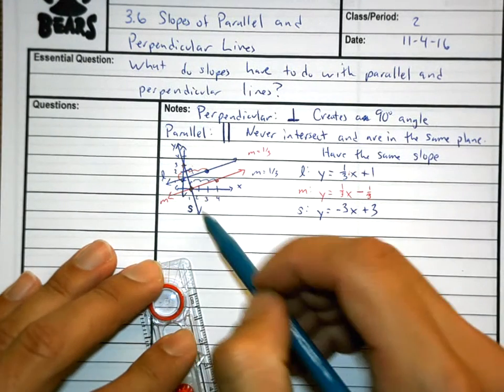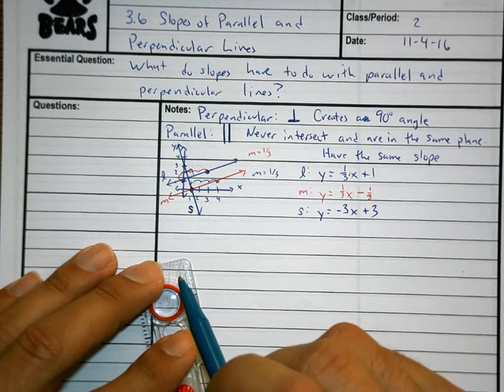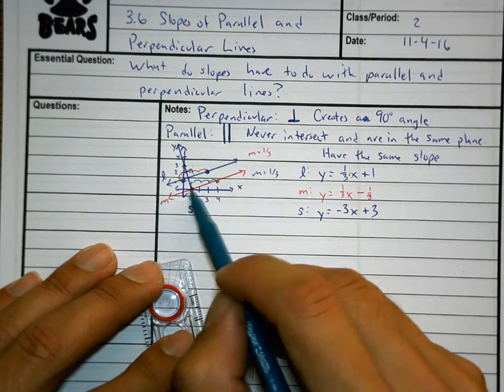That means that line S is perpendicular to line L, and technically perpendicular to line M as well.